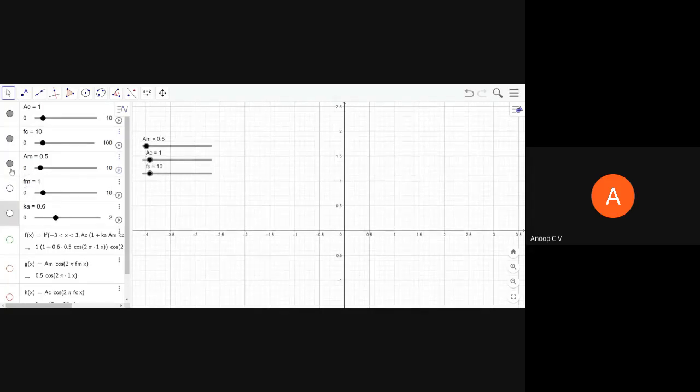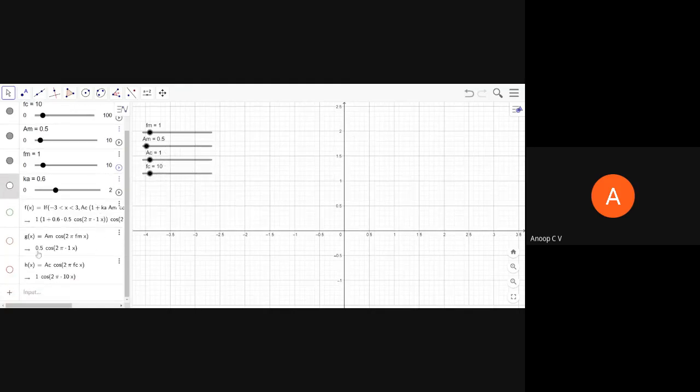For that, I have assumed Am to be the amplitude of the sinusoid and fm is the frequency of the message. Maybe you can see in GeoGebra, I can vary these. All these are sliders or variables. I can vary them and see how they affect the simulation. Now, I'm assuming my message signal, in this, actually, is g of x. Normally, the signal should be a function of time, but in GeoGebra, I'll be plotting in the xy plane, and the x axis is the independent variable. So instead of t, I'll be using x. Please don't have confusion.